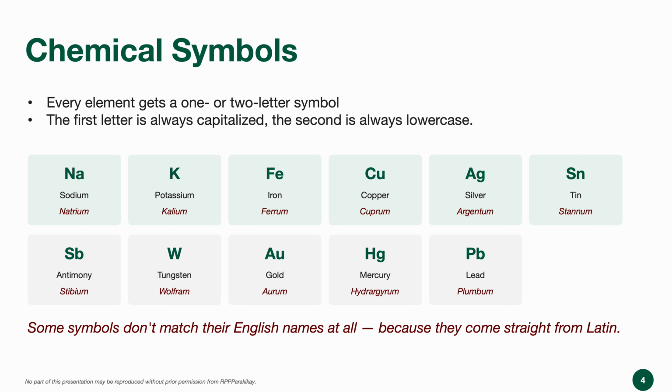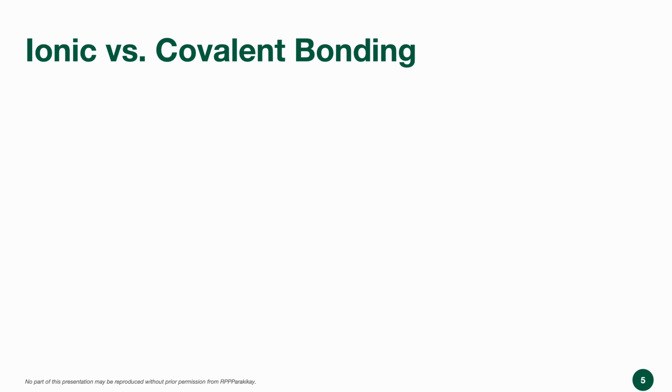This is because some element symbols are derived from their Latin names. So sodium is derived from natrium. That's why even though sodium is the element, Na is the chemical symbol. The same with iron. We have iron as the element, but its chemical symbol is Fe, which is derived from ferrum. So you should be familiar with these Latin-derived symbols since we will use them in naming ionic compounds. Now, let's differentiate ionic and covalent bonding.